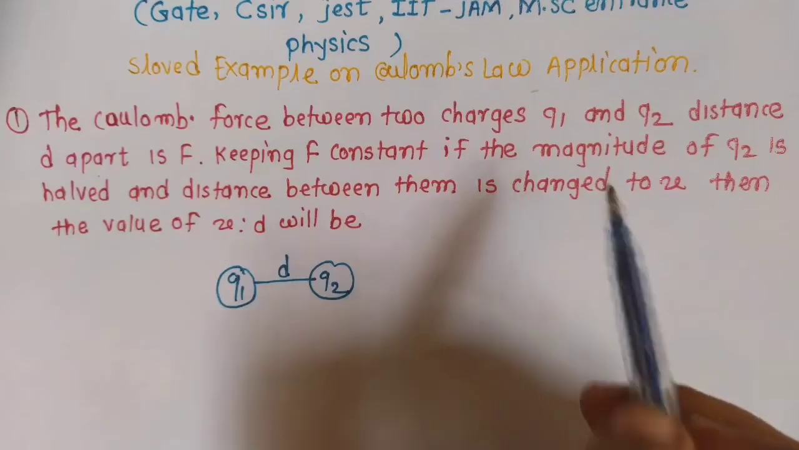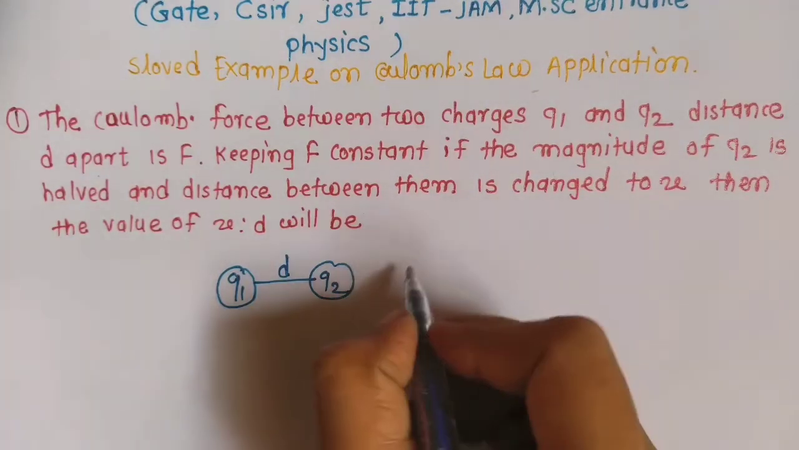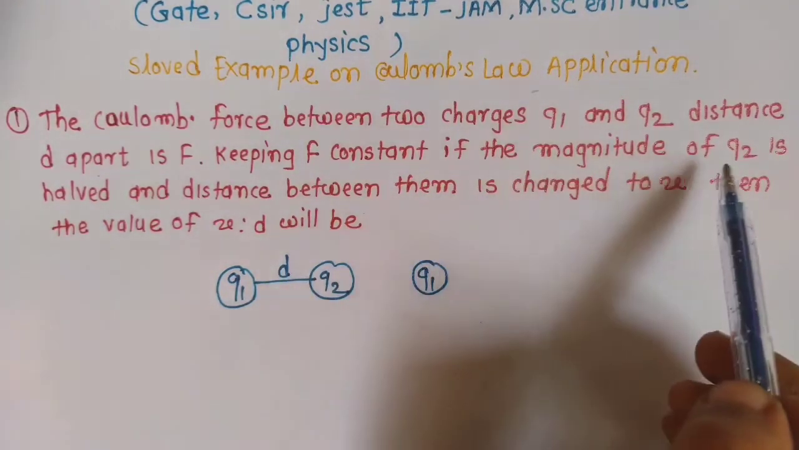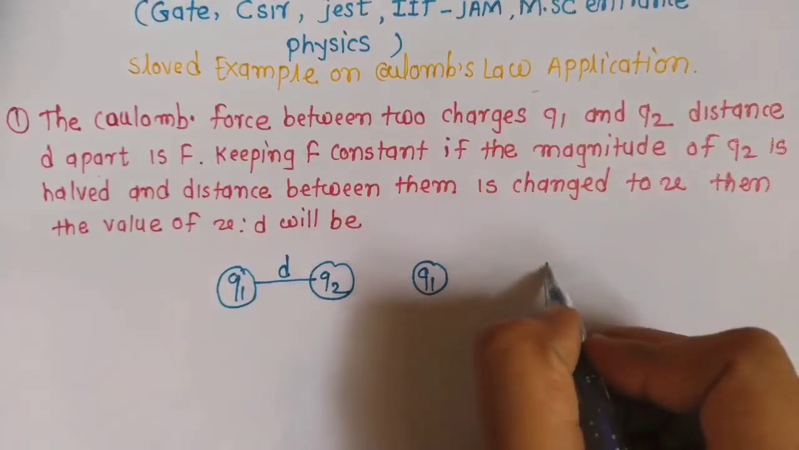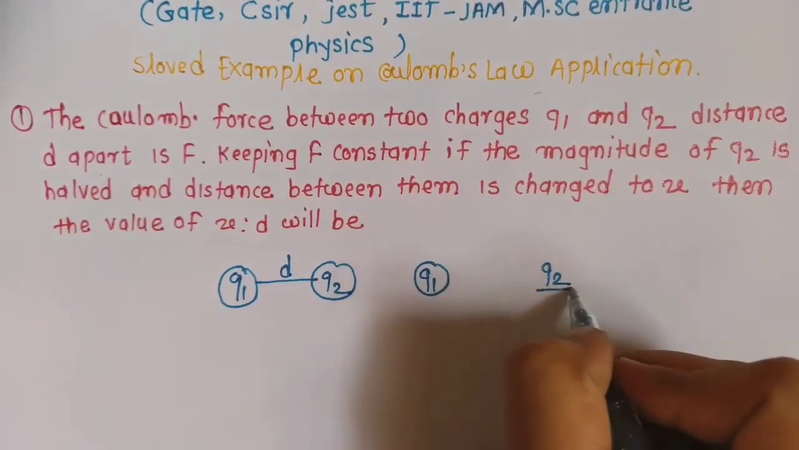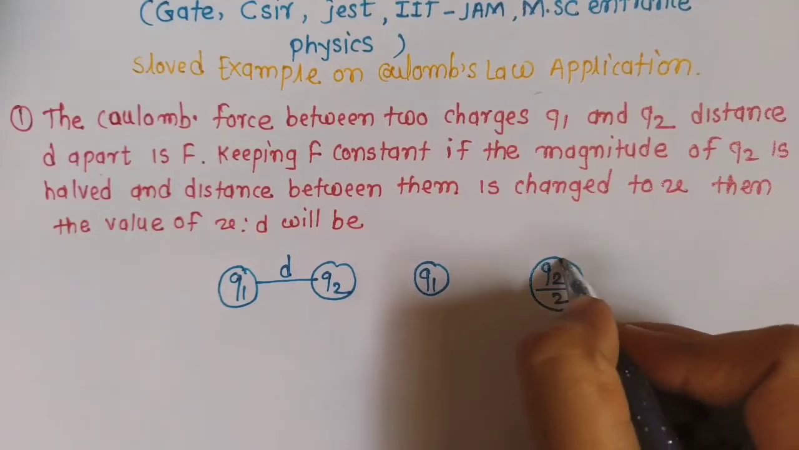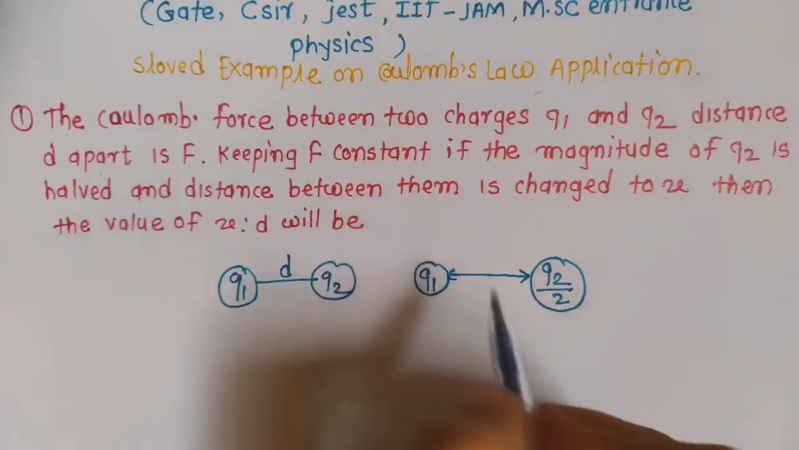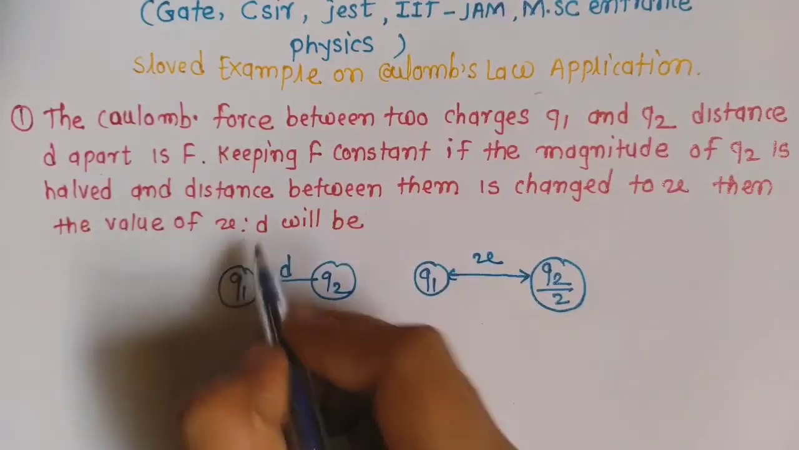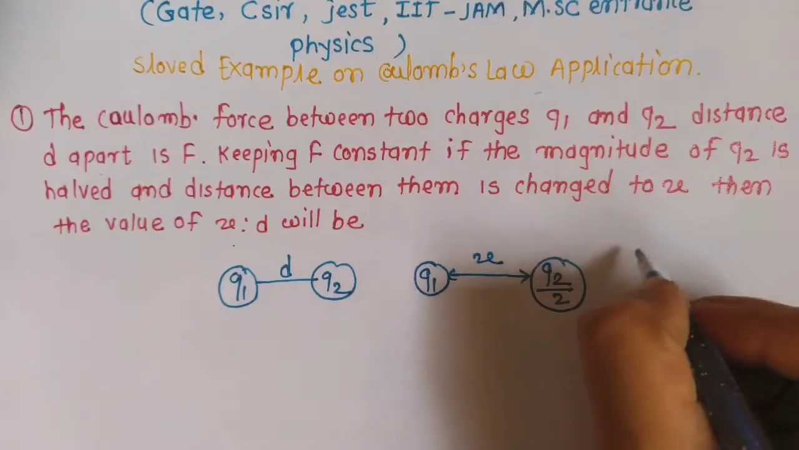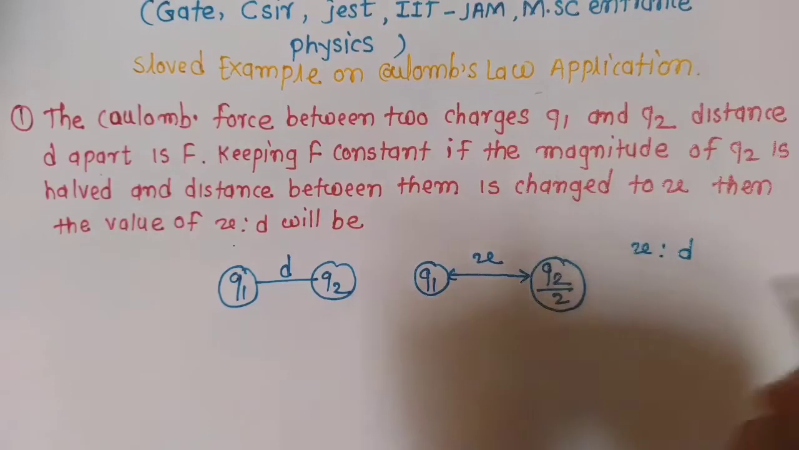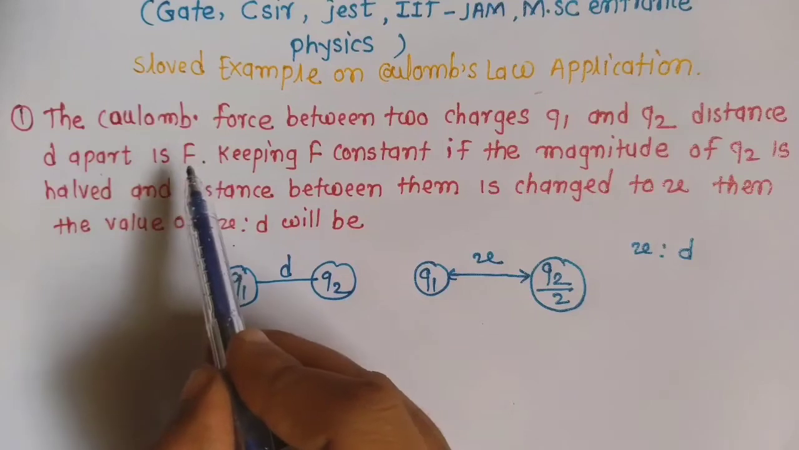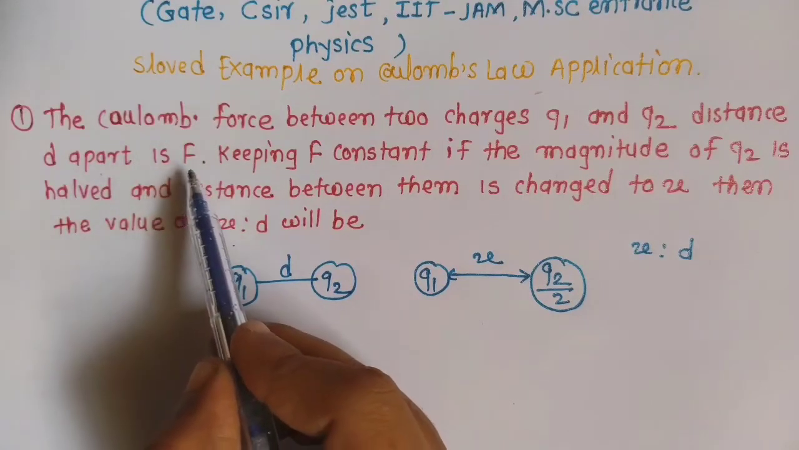So what is the condition here? The distance is changed, Q1 stays, and the magnitude of Q2 is halved, so Q2 becomes Q2 by 2. The distance changes from d to x. Then we have to find the ratio x as to d. And the condition is that we have to keep the force F constant.